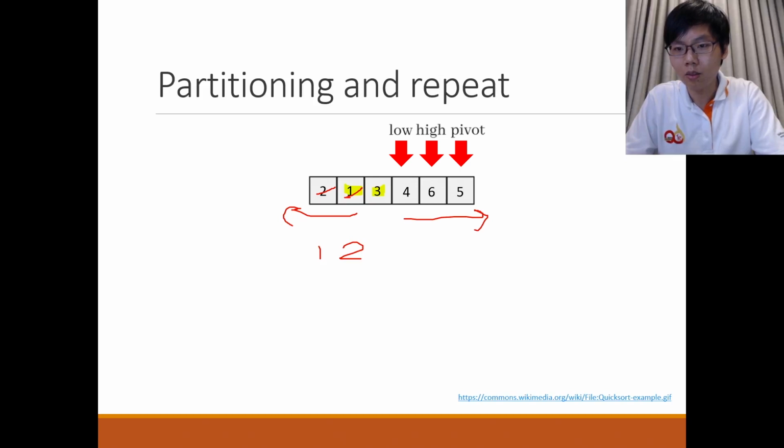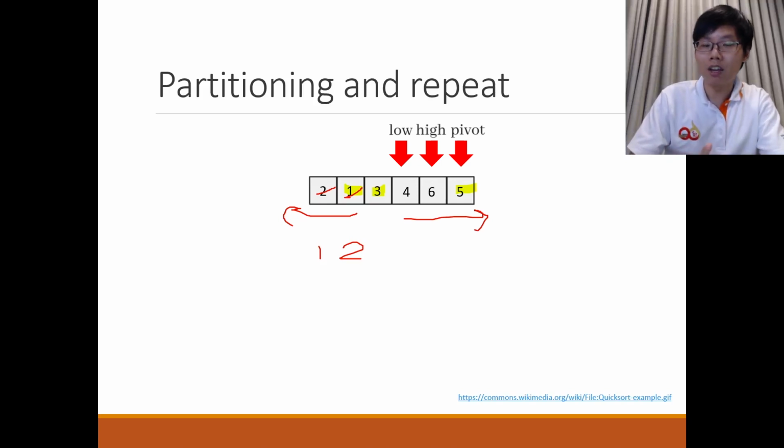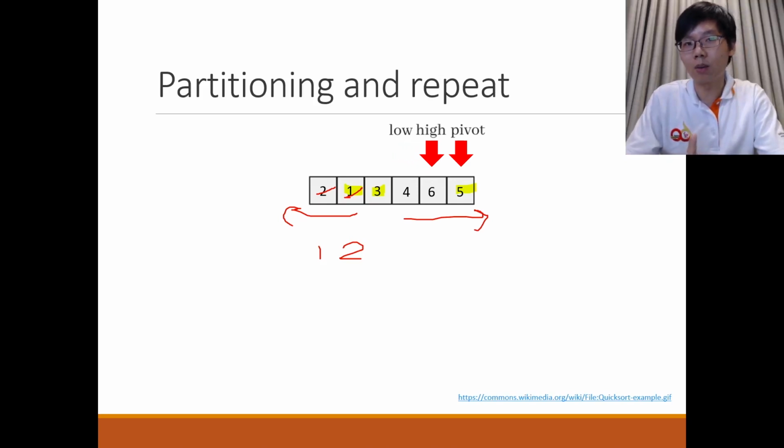Then we look at the right hand side. Here's going to be the pivot, here's going to be low, here's going to be high. Okay, 4, which is the low index, is lower than 5, so we increase the index of low one step ahead. So right now, low and high point at the same position. Next, we compare low with the pivot. So 6 is higher than 5. Then we need to swap between low and high. But since they point to the same position, again, no swap happens.